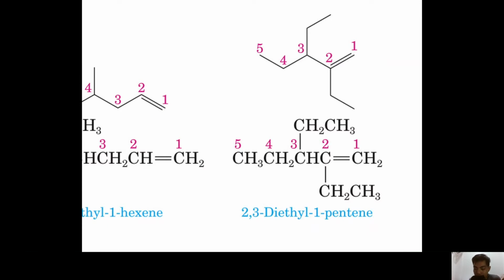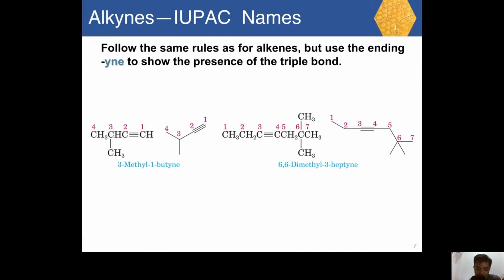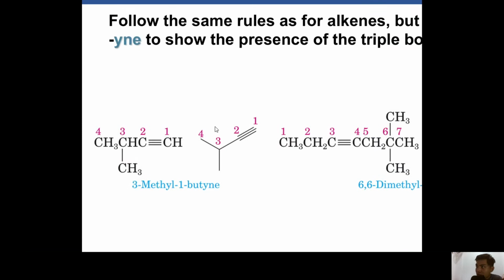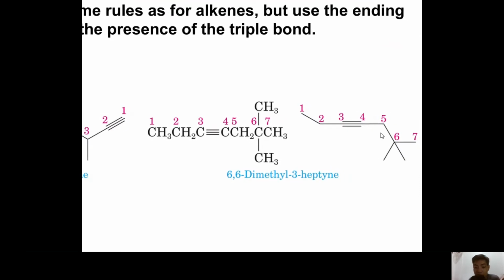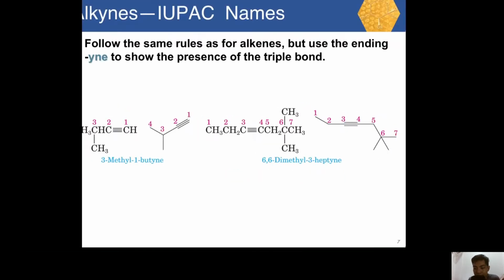So kapag alkynes naman, ganun din naman, same rules, no? However, ang suffix na gagamitin, instead of "-ene" ay "-yne". "-yne", meaning alkyne, no? So kapag "-ene", double bond. Pag "-yne", triple bond. Okay? So ganun pa rin yung rules, ha? So you give your alkynes, your triple bond, the lowest number. Okay, so magpa-practice tayo.